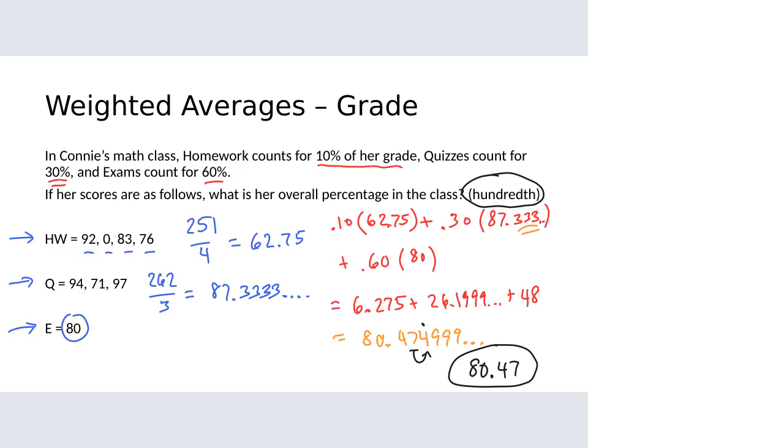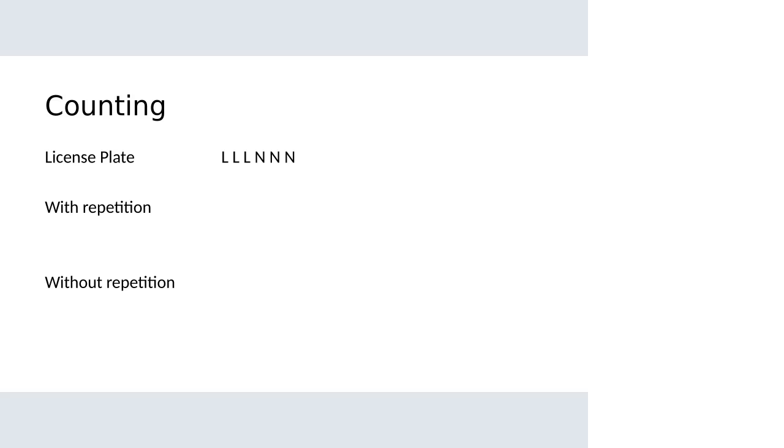Okay, moving away from statistics, we'll get into probability. It starts with counting. A license plate consists of 3 letters followed by 3 numbers. How many of these are possible if repetition is allowed? This is the fundamental principle of counting. How many choices for each stage in the problem, and multiply those together.